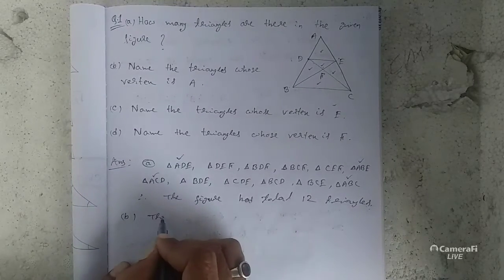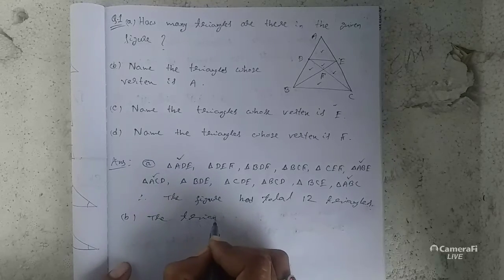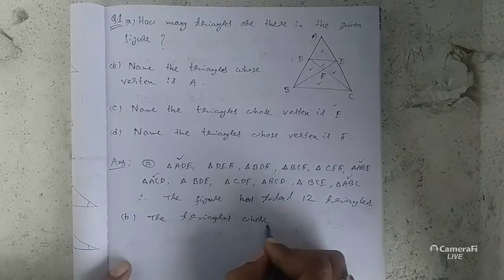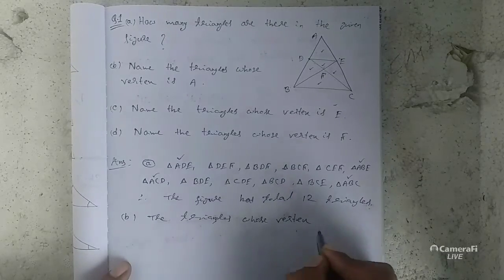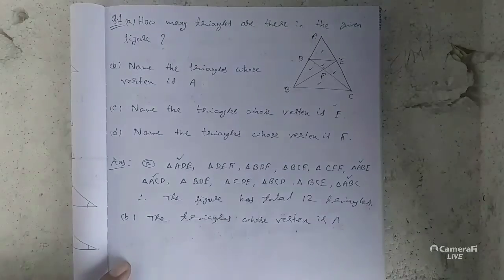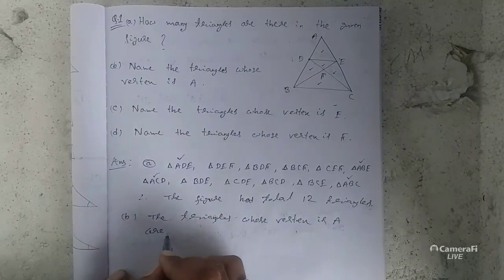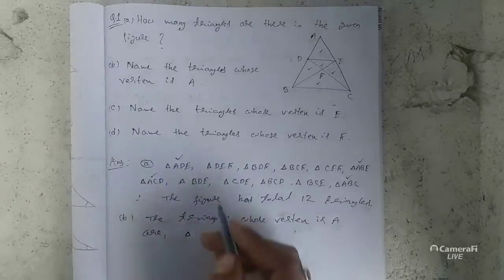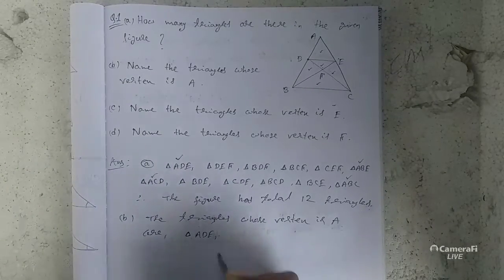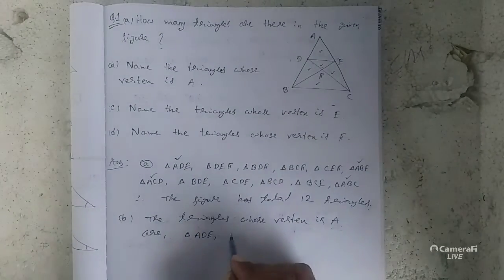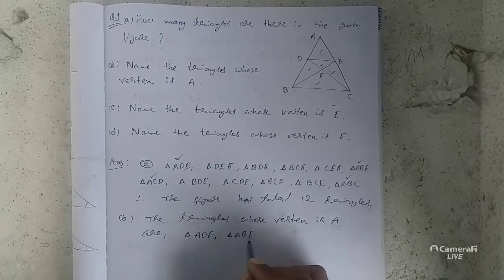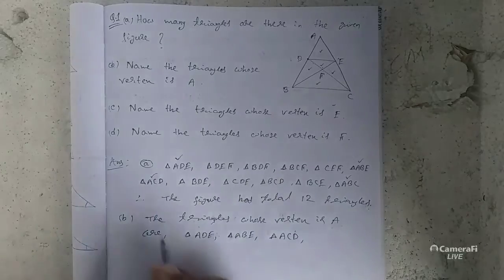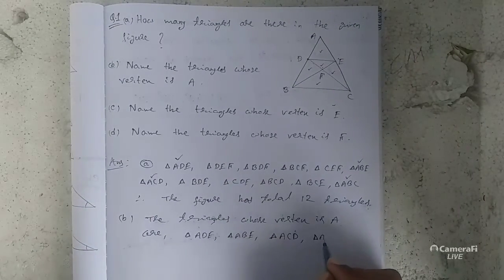So the triangles whose vertex is A, these are the names of the triangles: triangle ADE, next is triangle ABE, triangle ACD, and triangle ABC.